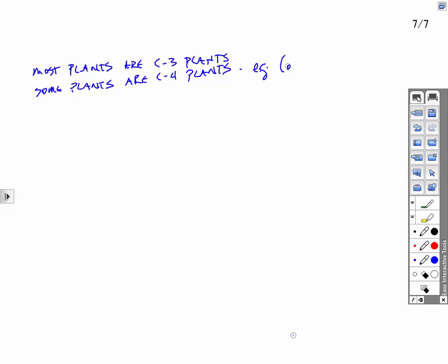Example, corn is a C4 plant. Crabgrass. Don't like that stuff. I've got a flower bed and crabgrass in Alpine, and every time I go, I'm out there picking crabgrass. And then I go again, I'm picking crabgrass. That stuff grows like crazy.